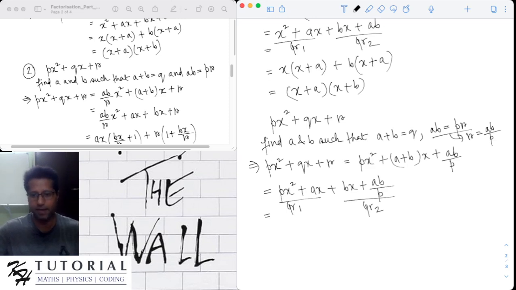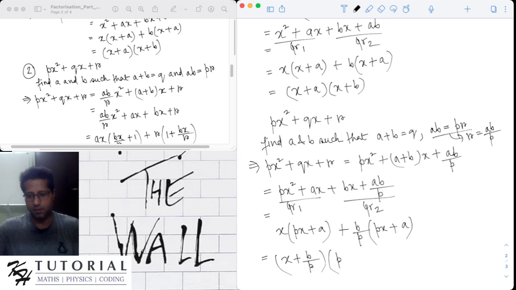Now from group 1, I will factor out x, and I have x multiplied by px plus a. And from group 2, I will factor out b by p, and this becomes b by p into px plus a. We can see that both the groups now have the common factor px plus a. So this becomes equal to x plus b by p multiplied by px plus a.